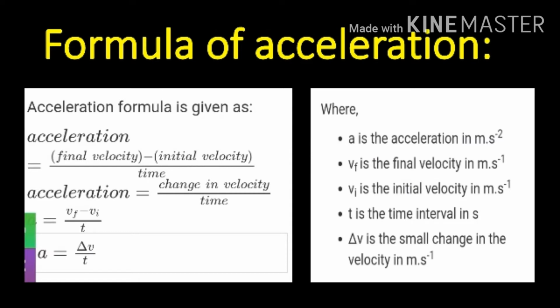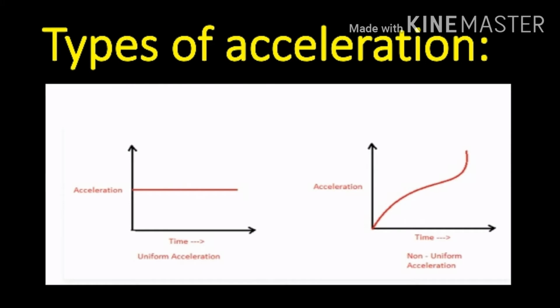Now we will see how many types of acceleration there are. There are two types of acceleration. First is uniform acceleration and the second one is non-uniform acceleration. As you can see on the screen, two graphs are given for uniform acceleration and non-uniform acceleration. In my previous videos, we learned about instantaneous velocity and speed. Similarly, in this video, we talk about instantaneous acceleration.